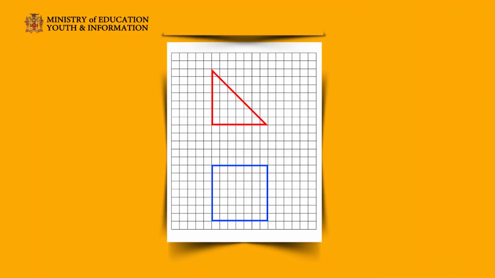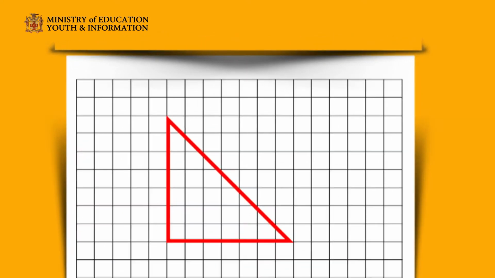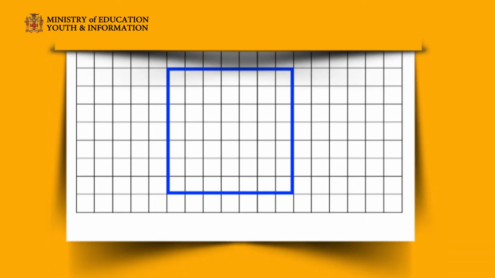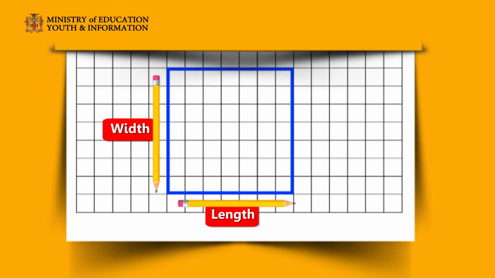Let us take a look at the shapes. What are the names of the shapes? Let's see. Well, this is a triangle and a right-angled triangle to be exact. At a glance, this looks like a square. If the length and the width are the same dimension, it is definitely a square.